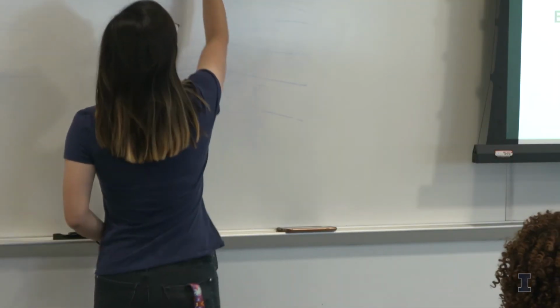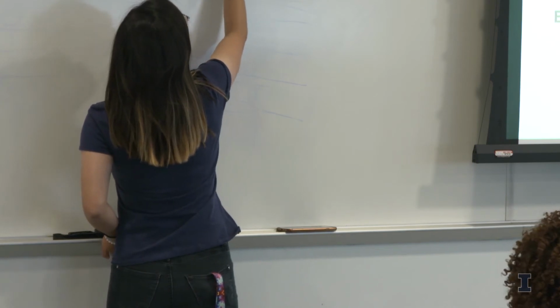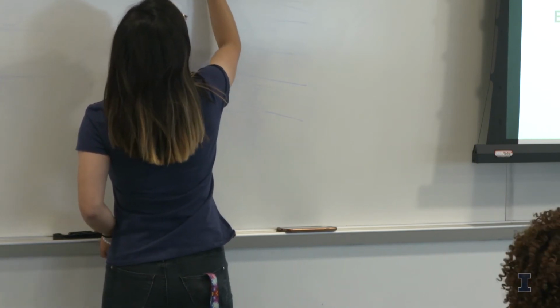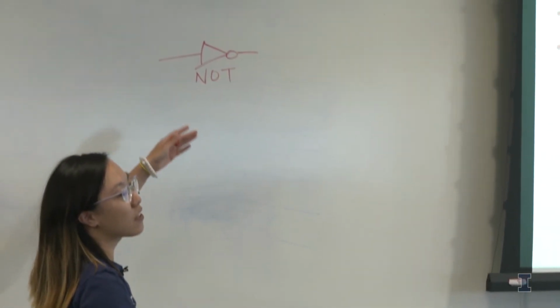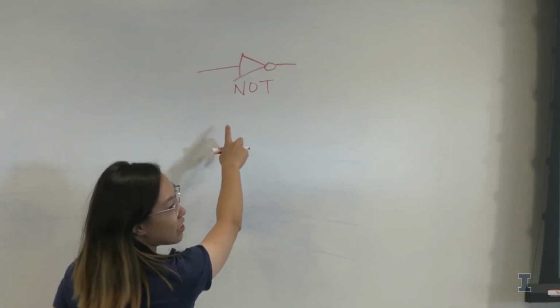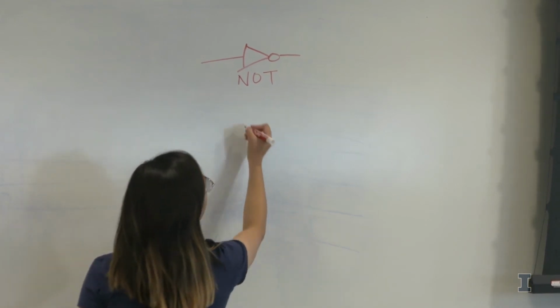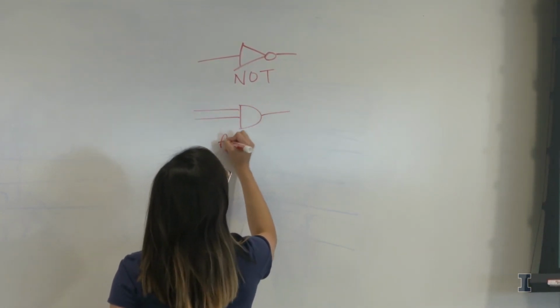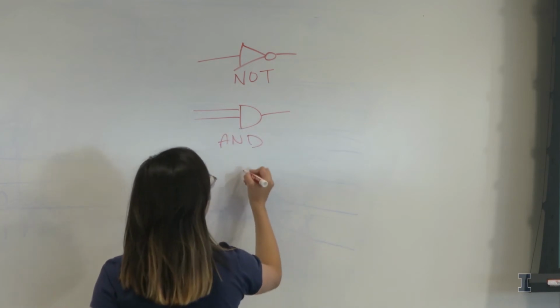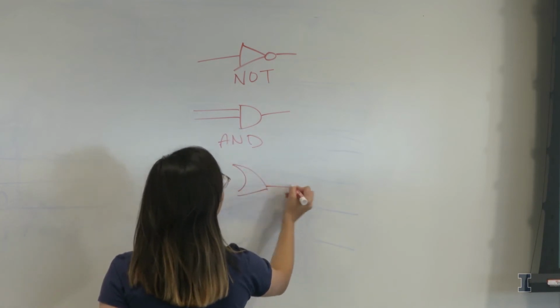So yeah, they put them on page 144. So yeah, we have symbols for all of these different things. So NOT is going to be this triangle with the dot. AND is this one. OR is a little curved.